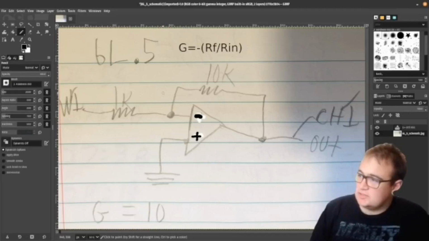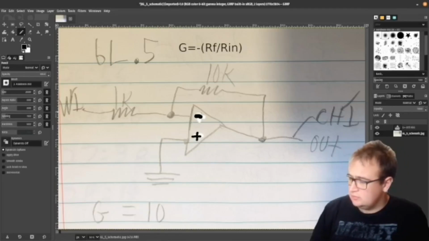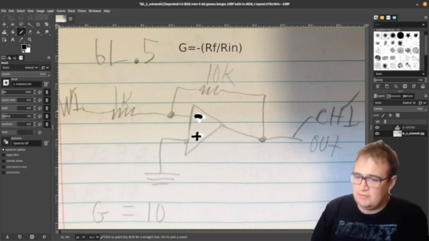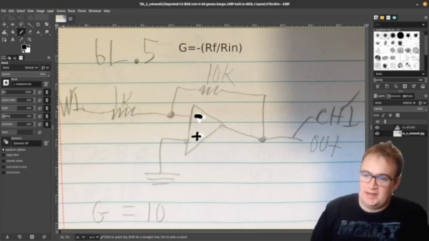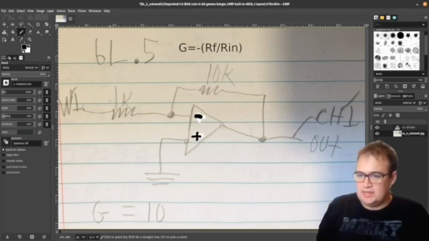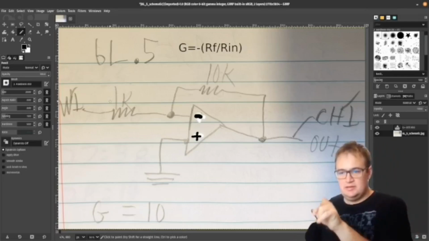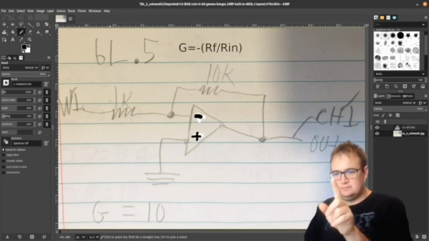Okay, so today we are going to go through 6L.5 of Learning the Art of Electronics, which is the inverting amplifier. To start with, we're going to go through this circuit right there, up top.